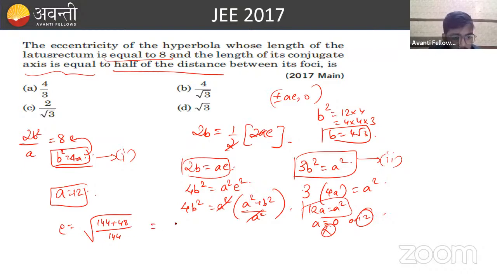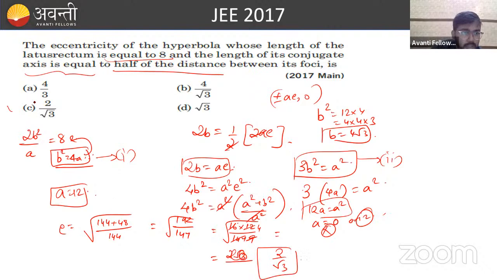Right. So this will come out to be 192 upon 144 under root. So root of 192 can be written as 16 into 12 upon 144 under root. This is 16 one time, 16 nine times. So root 12 upon 9. So root 12, we all know the value of root 12. It is 2 root 3 upon this can again be reduced. This will become 2 upon root 3. So the answer is 2 upon root 3.